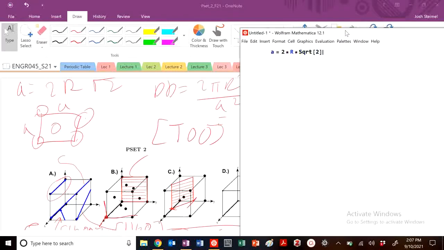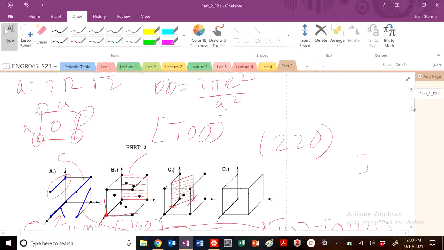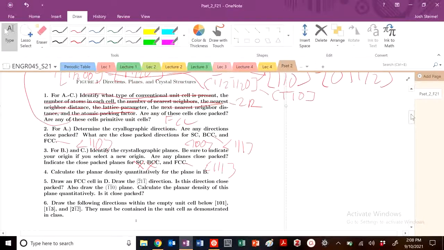Anyways, so let's go ahead and say a is equal to 2 times 2r times square root of 2. And then my planar density is going to be pi to 2 pi times r squared divided by a squared. Pi over 4, and numerically 0.785. There you go. So that's my planar density quantitatively for that plane.